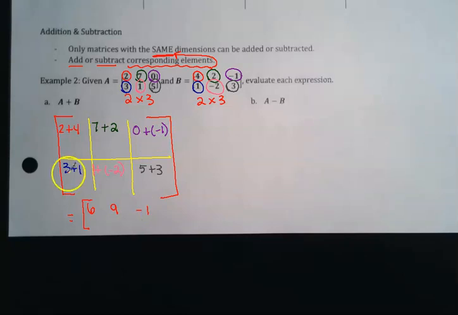Move to the second row. 3 plus 1 is 4. 1 plus negative 2 is negative 1. 5 plus 3 is 8. And that's it. Okay, this is our matrix. We evaluated the expression.